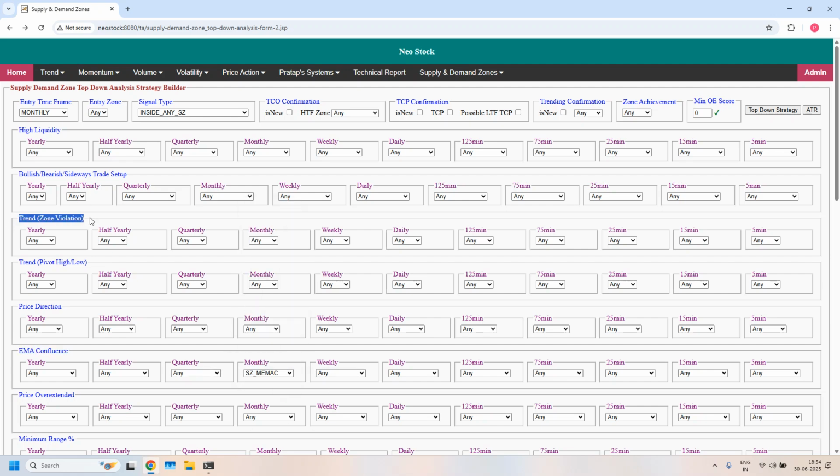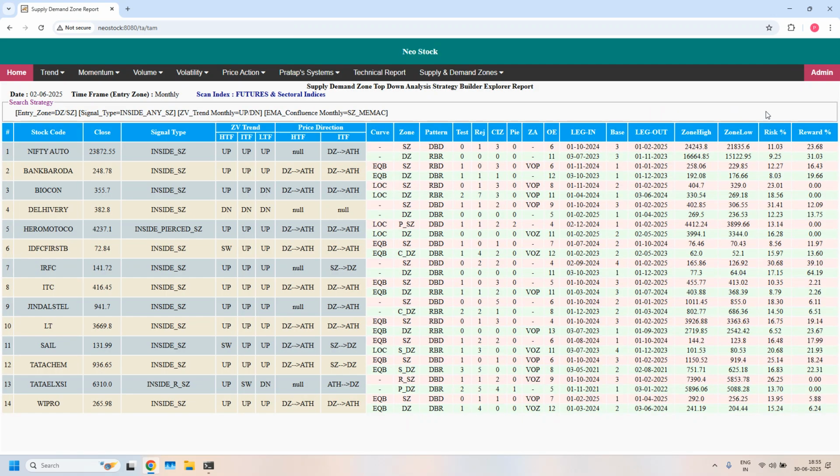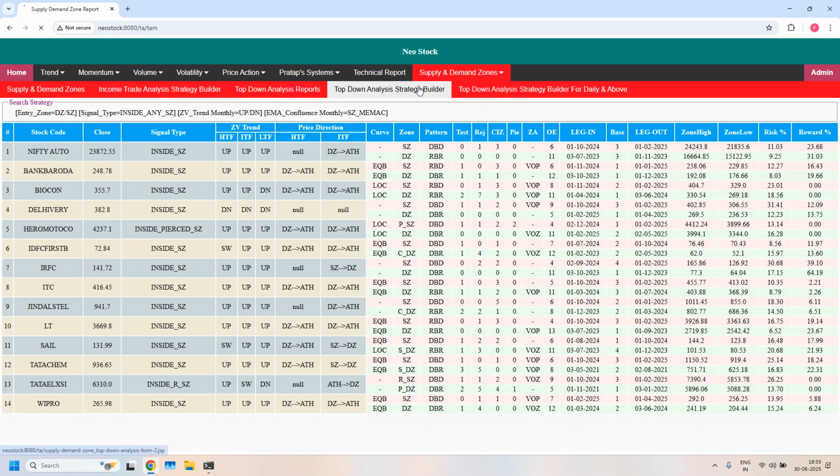And also trend on the monthly should not be sideways. It can be up or down. Now the list has come down to 14 stocks. So this is about monthly time frame. Next time frame is weekly.